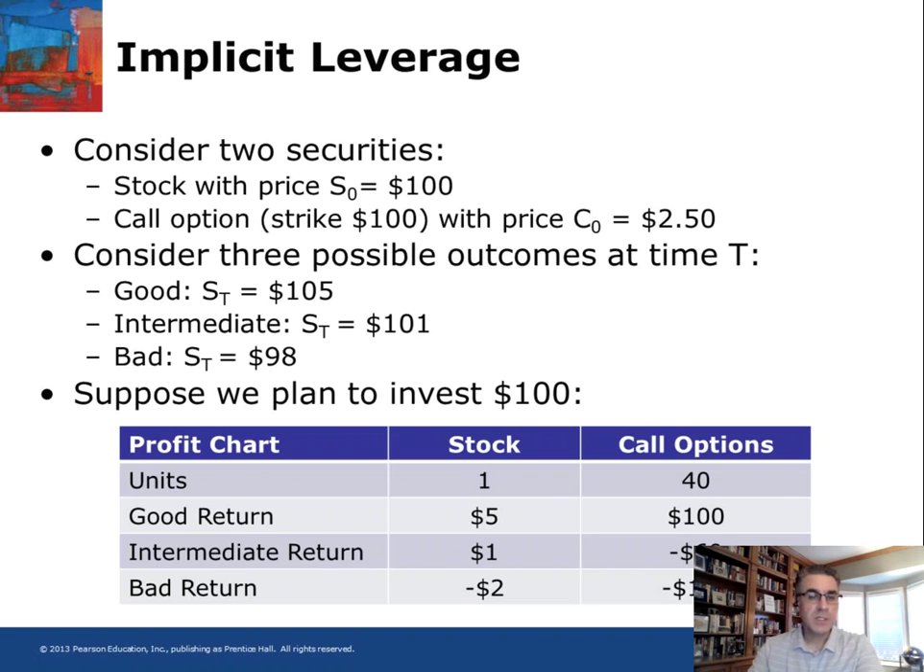If the stock price decreases to $98, our strategy of buying the stock results in a loss of just $2. But our call options would finish out of the money, meaning no payoff at all, and we have lost the entire $100 investment. This example illustrates the concept of implicit leverage. Investing in options is an extremely leveraged way to invest in the underlying asset, in that very small changes in the asset price can lead to quite volatile outcomes.